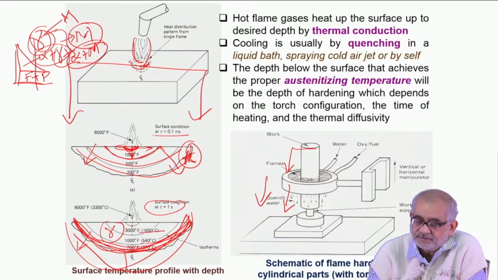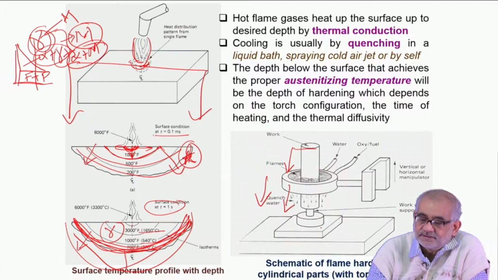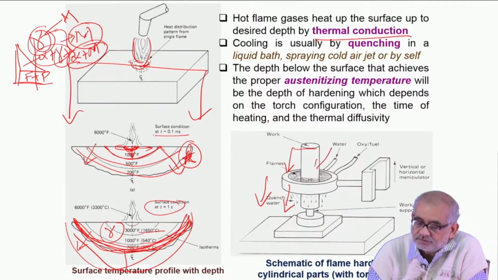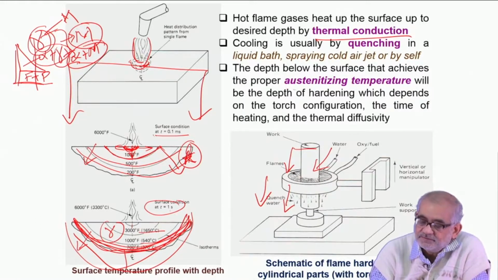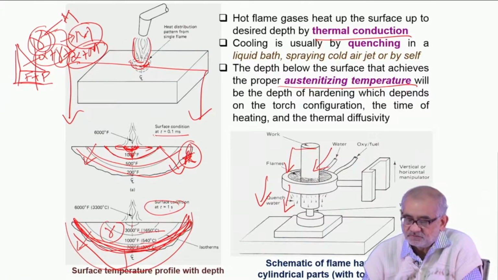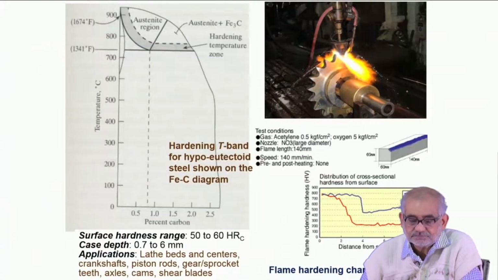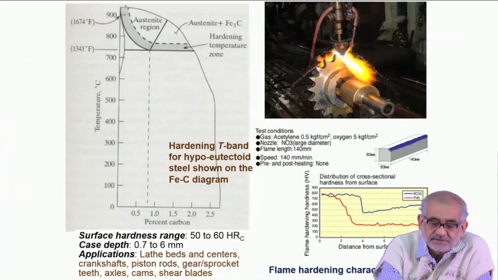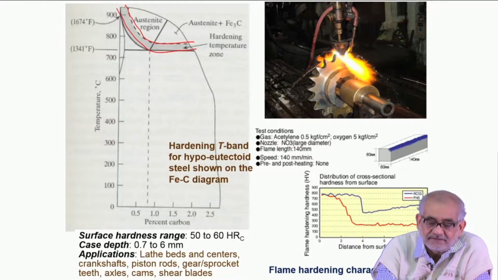So heating should be confined below the solidus temperature, and heat flows through thermal conduction. Once the temperature has reached the required level, we throw water through other orifices and immediately quench the surface to room temperature. So the cycle will be room temperature to austenitizing temperature, and then subsequently quenching back to room temperature. This is typically the temperature band that we target.